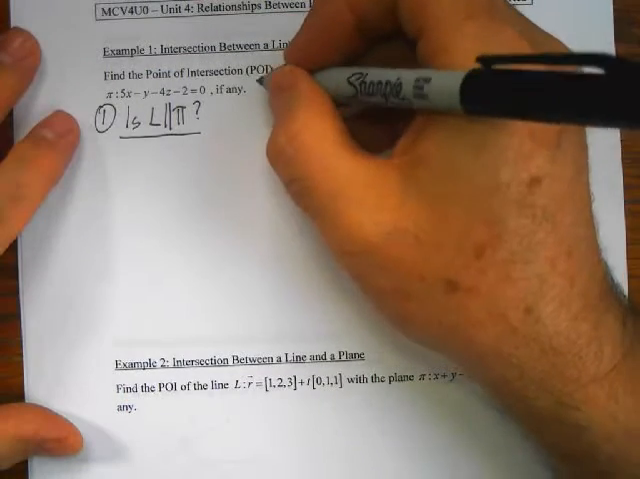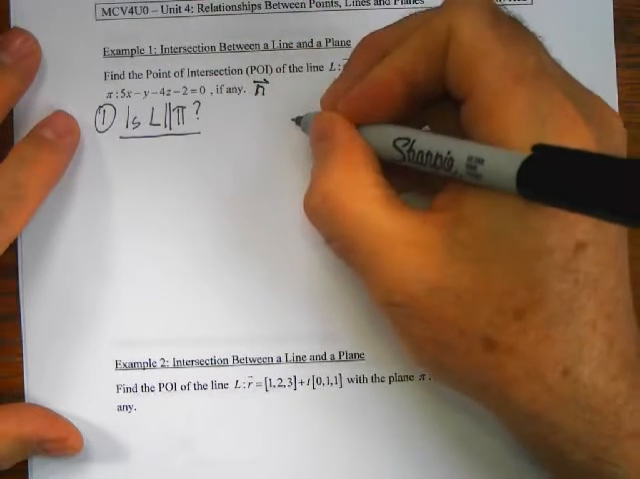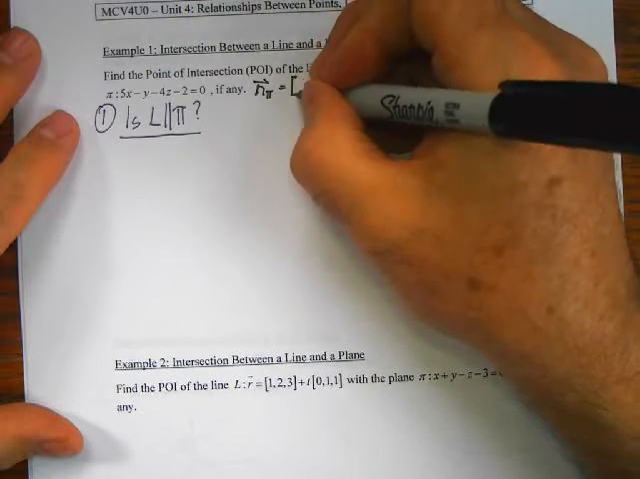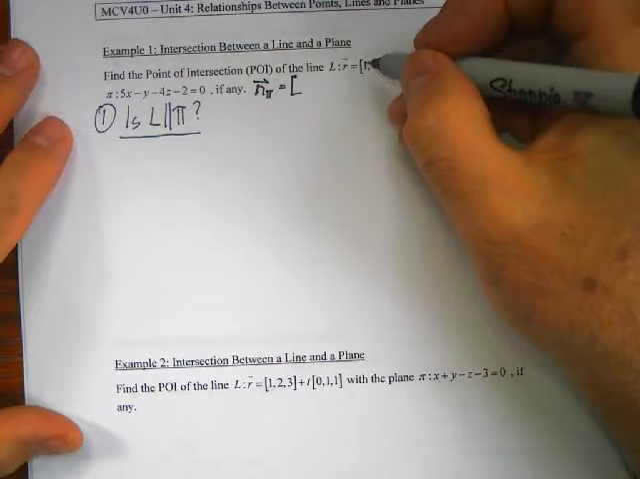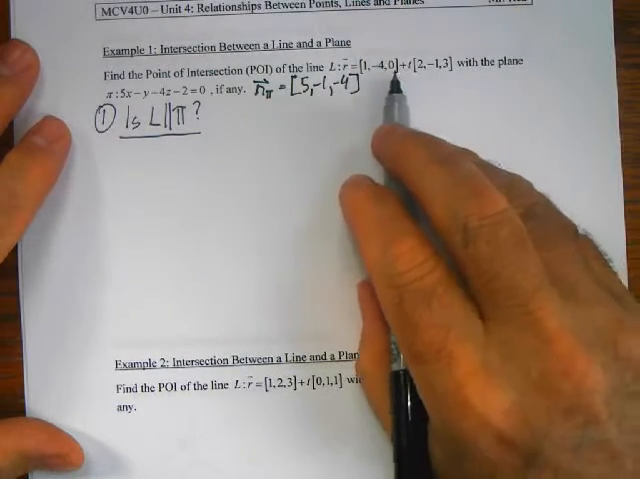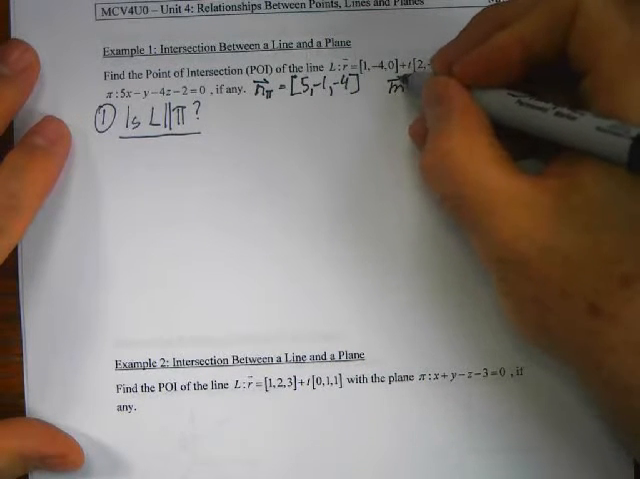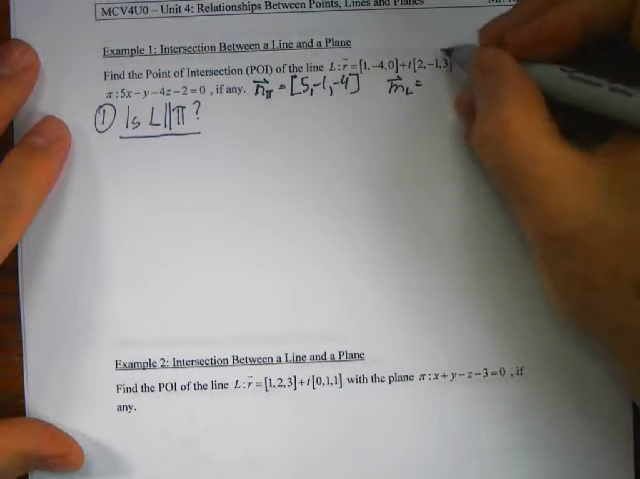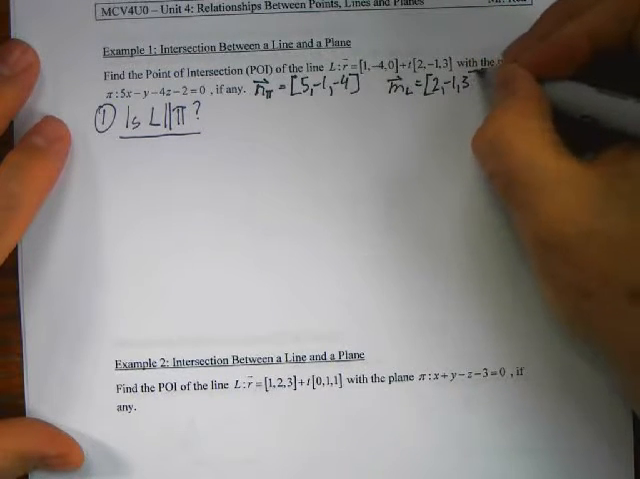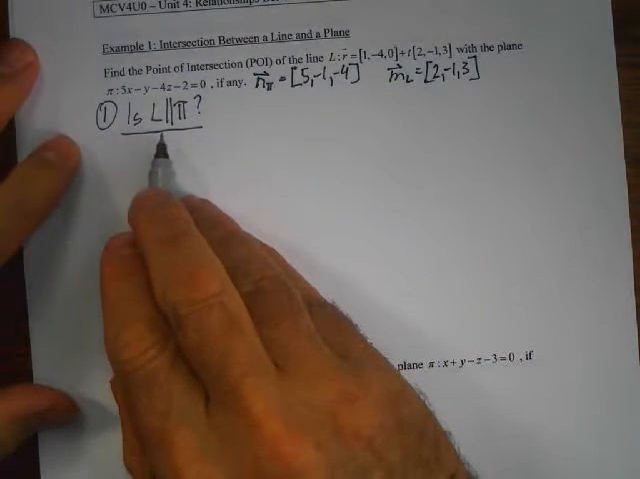Cartesian. So here, if I write this down, I've got n, which is the normal for the plane pi, that's equal to the a, b, c values in the Cartesian equation. So that's (5, -1, -4). And I can very easily get the direction vector for the line. That's just equal to the direction vector that's in the vector equation. So that's important. So if I ask myself, are these two parallel?